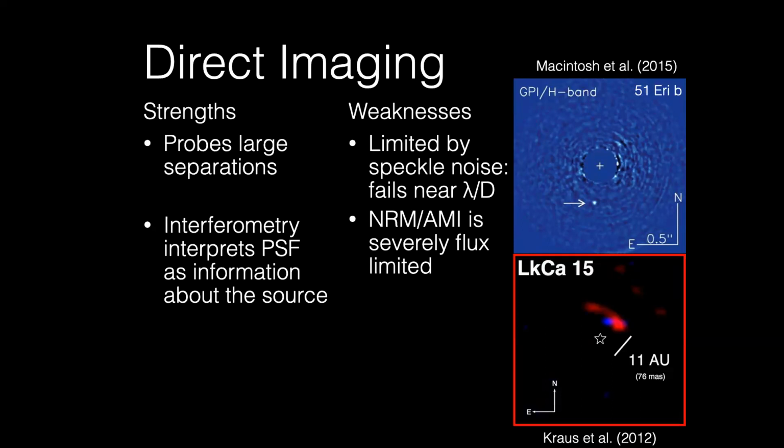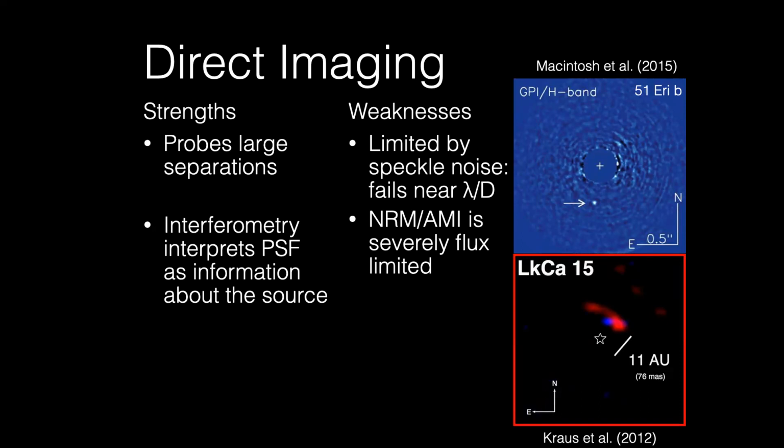The classical way of doing this, using a technique called non-redundant masking or aperture masking interferometry, is severely flux limited. The technique uses a physical mask that you put in the light path of your telescope that turns your 8-meter class telescope into an interferometer, but in doing so, it blocks out more than 90% of the light that is coming into your telescope. So you can really only do this with bright targets, or you have to invest a lot of telescope time, and you have to have a specific type of instrument that has a mask.